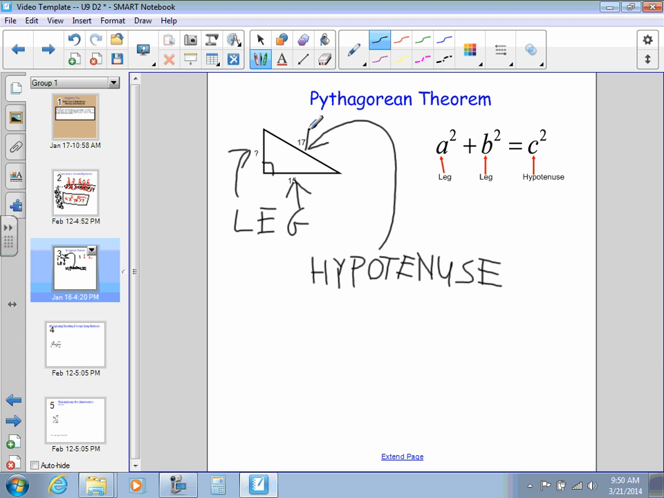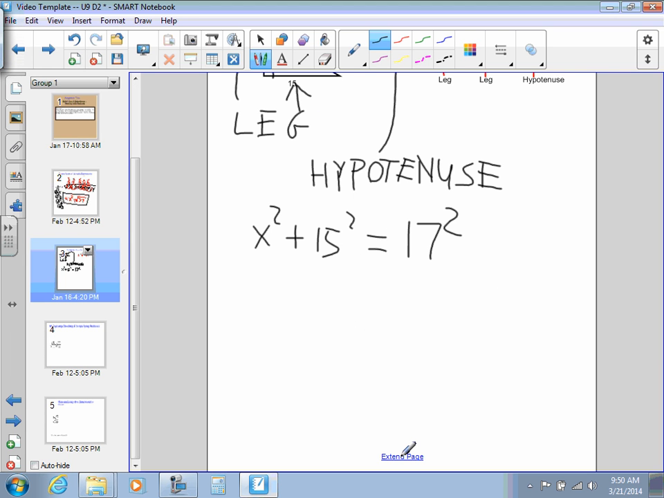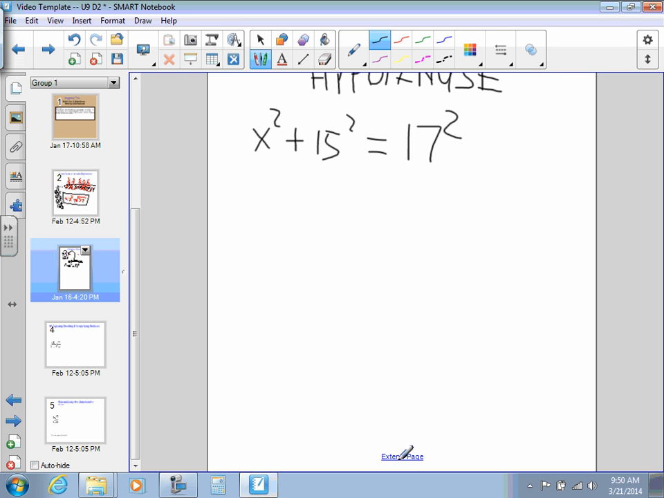So what do we have here? We have, and I'm just going to replace this question mark with a variable x. We have x squared plus 15 squared equals 17 squared. So now we need to go ahead and solve this. First off, we have x squared plus 15 squared is, let's see here, let's double check what it is.